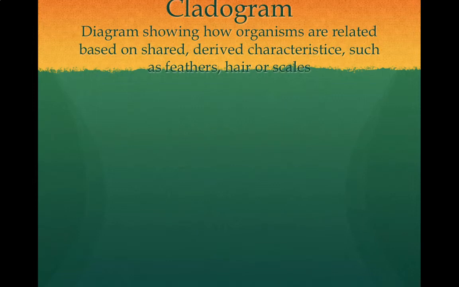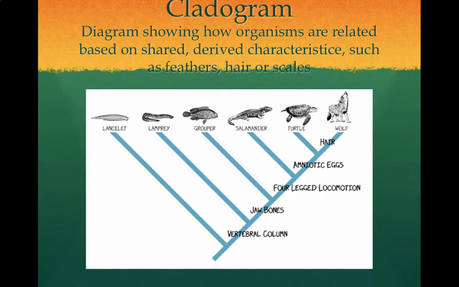A cladogram is a diagram that shows how organisms are related based on shared derived characteristics such as feathers, hairs, or scales. It shows where things developed as we move up the evolutionary tree. Everything that comes after a trait, the derived characteristic, such as the vertebral column, everything after that will have a vertebral column.